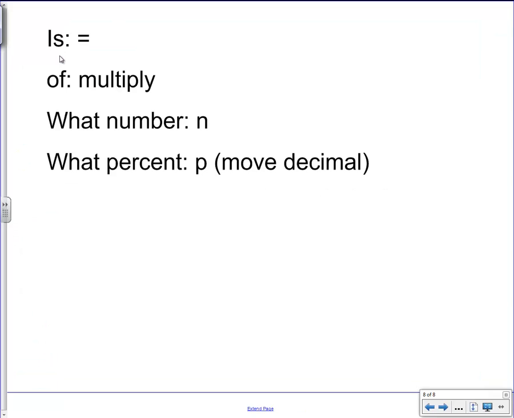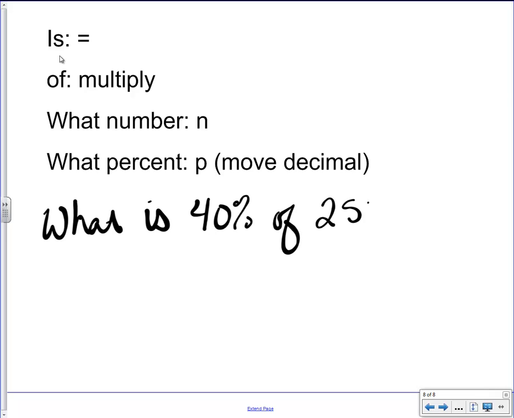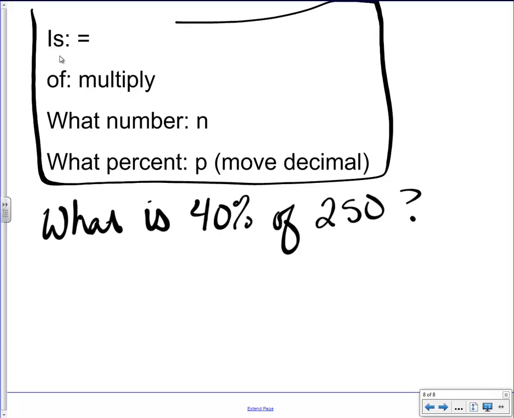All right, so our first problem says, probably should have typed this too, what is 40% of 250? Okay, so we're going to use this up here to put together an equation from exactly what is listed. So what is 40%? So I have a percent of 250. 250 is the number that they gave us. So let's start here. Is is an equal sign.